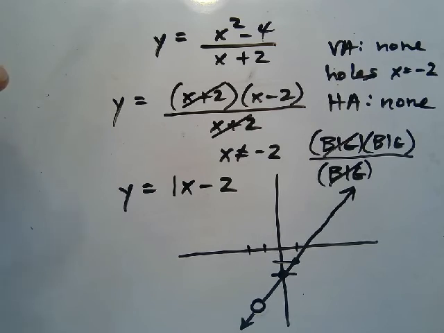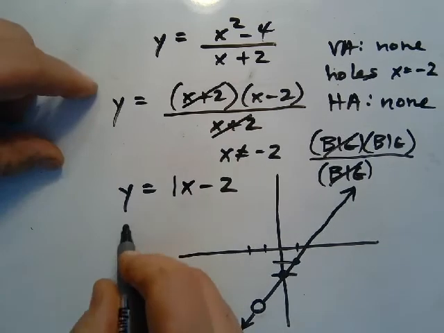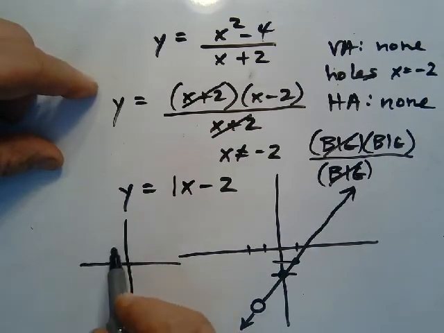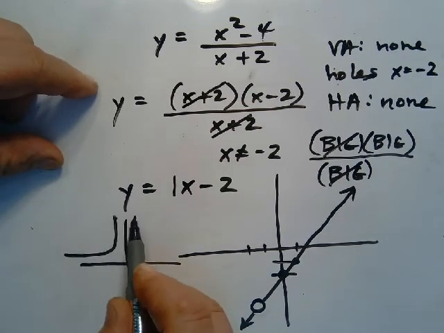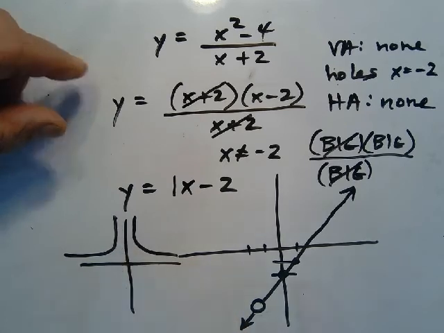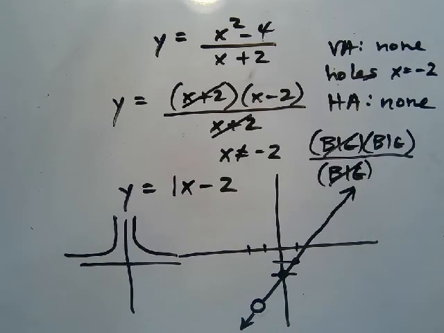Occasionally you'll get a graph that looks more like a bell shape, and that's because sometimes things have a squared, a double factor on the bottom. They're both the same. Let's take a look at your homework.